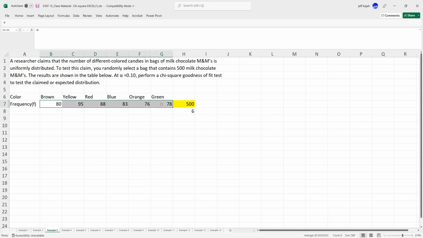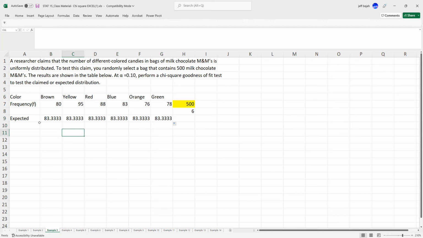But you got different numbers. Now, what was expected? Let's find what was expected. The expectation is that if I have 500, I should have the same number of brown, yellow, red, blue, orange, and green. So that will be 500 divided by 6. That's what the expectation would be in this scenario, and what I want to do is see if that holds true. So I'm going to drag this.